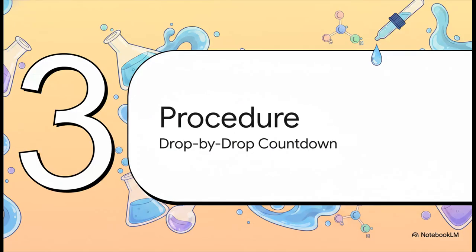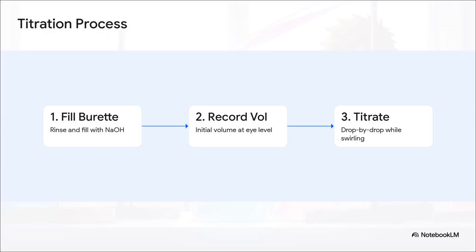All right, Section 3. The procedure, or as I like to call it, the drop-by-drop countdown. Here is where the real chemistry happens at the bench. Step 1, we carefully rinse and fill our burette with our sodium hydroxide titrant. Step 2, we get right down to eye level with that meniscus and record the exact initial volume. Down to 2 decimal places, precision is key here.